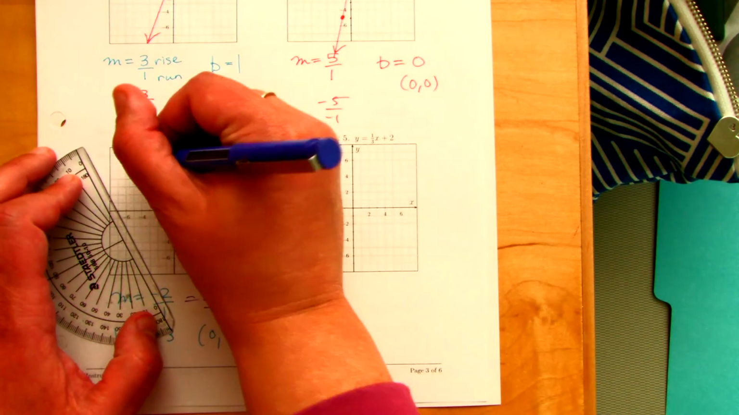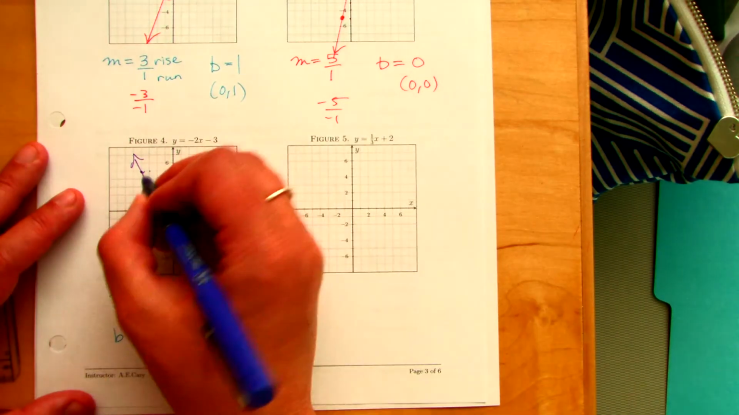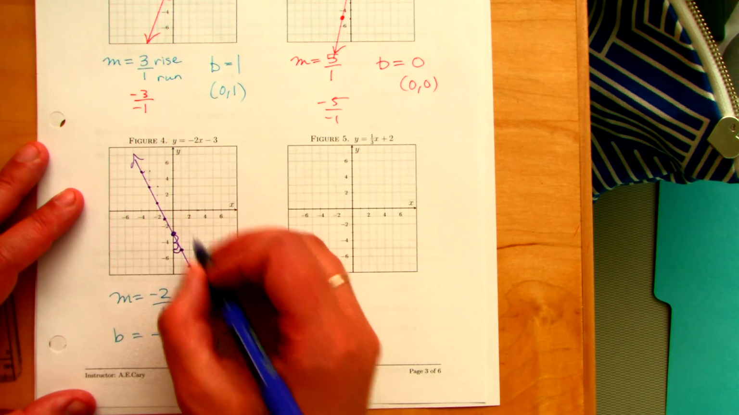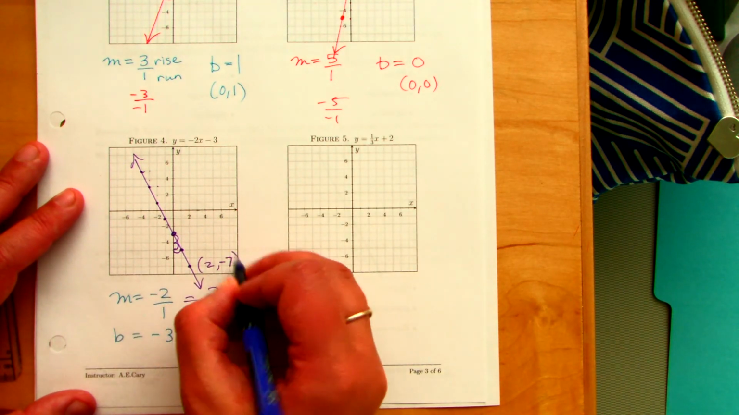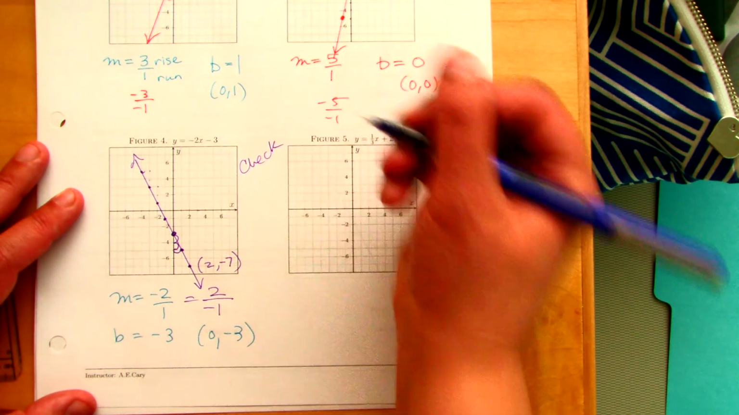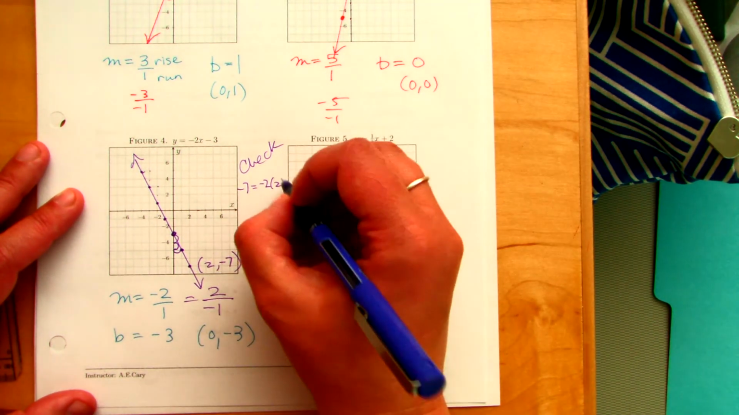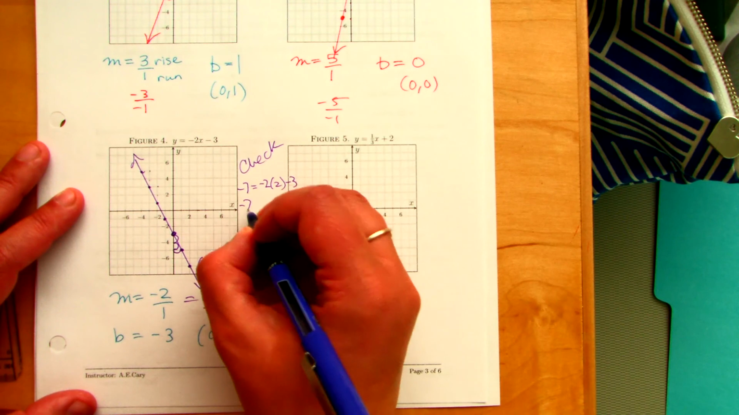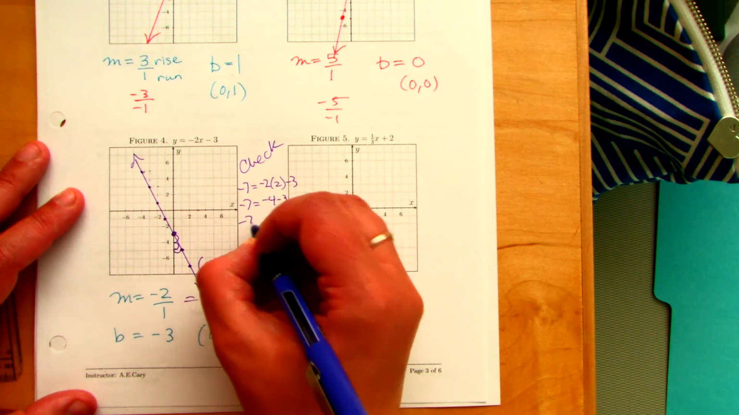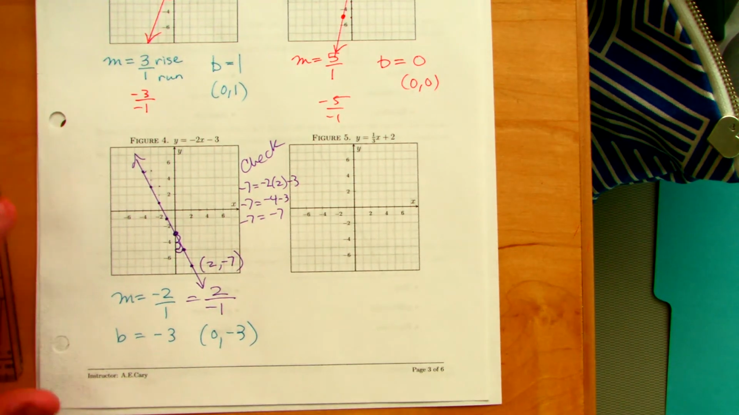If I'm not sure if it's correct, I could take one point, maybe this point, 2, -7, I could check that. -7 equals -2 times 2 minus 3. -7 equals -4 minus 3. -7 equals -7. My point with the check is to show you, I think a lot of people don't like to check. At least that's what I've learned from grading papers, is that people don't like to check their work. But I just want to show you it's not that hard to check it, right?